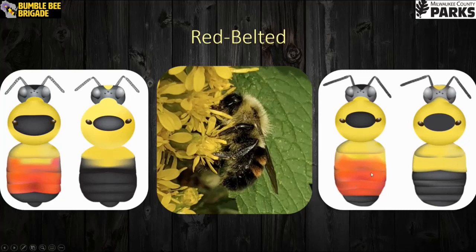The red morph is most recognizable with the reddish-orange in the middle of the abdominal segments, yellow on the top ones, and black towards the bottom. And the dark morph has yellow on the first couple segments with black on the remainder.